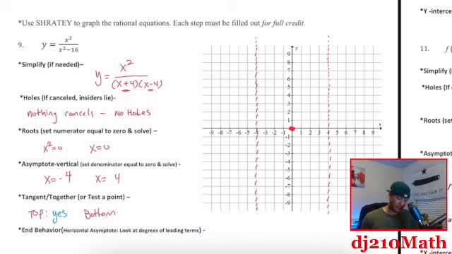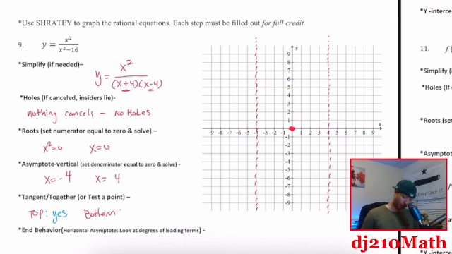Now, what this means is that at x equals 0, the graph is going to bounce. It's either going to bounce upward or it's going to bounce downward. At the moment, I don't know, but we'll figure that out here in a second.